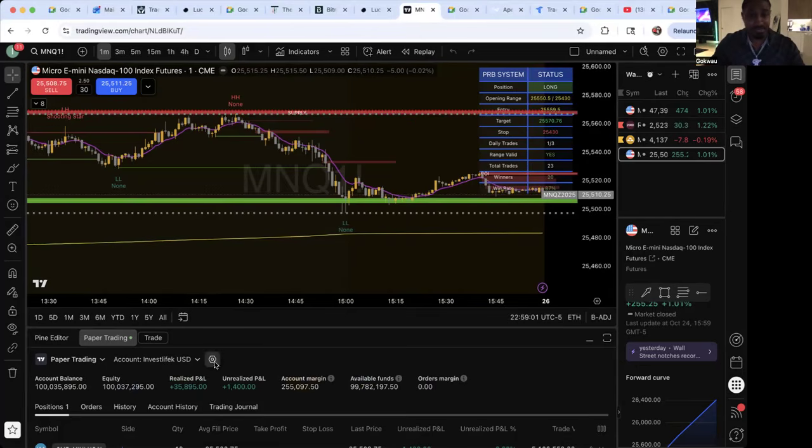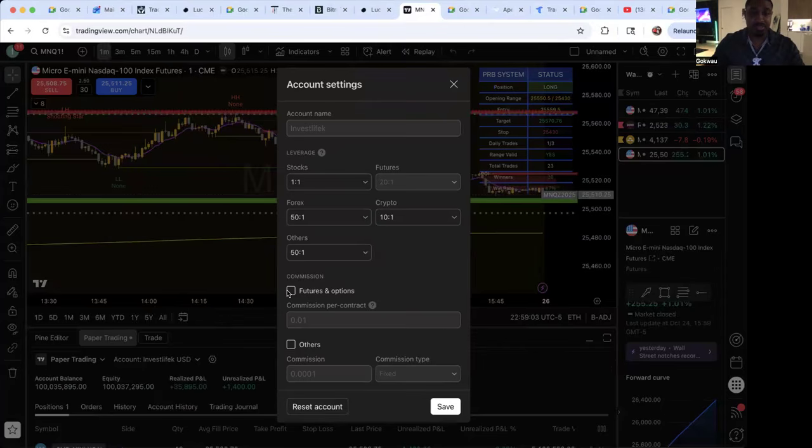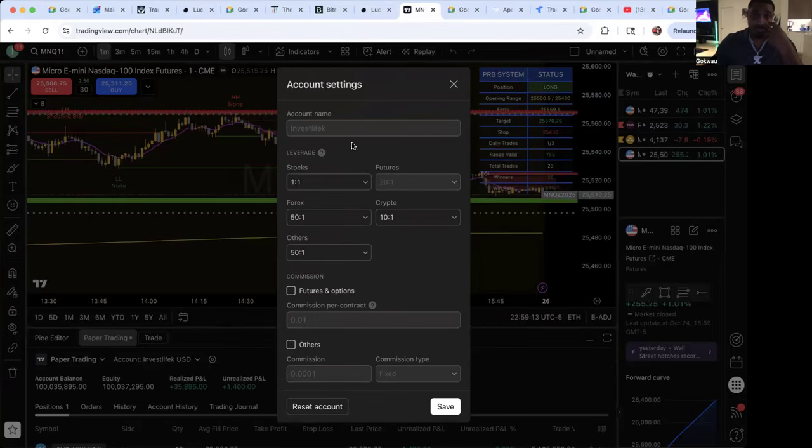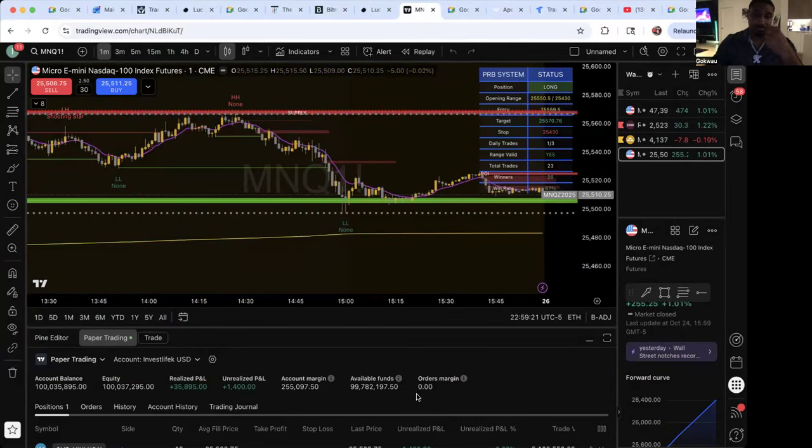And how you do that, you click on the settings. Let's go through the whole process. You click on the settings, you'll click on reset, you'll click the balance for 50,000, and then you'll press reset, okay? That's how you do that.